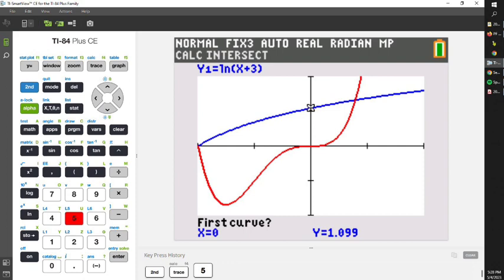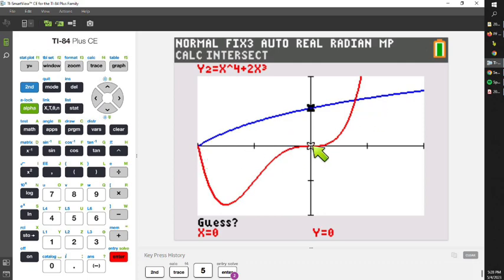So what I'm going to do here is select the first curve just by pressing enter. And then it says, what's your second curve? Well, that's my second curve. I actually only have 2 curves, so I say enter, and then it wants to know where I want it to guess. I want it to guess close to that point of intersection because I don't want it to give me that other answer.